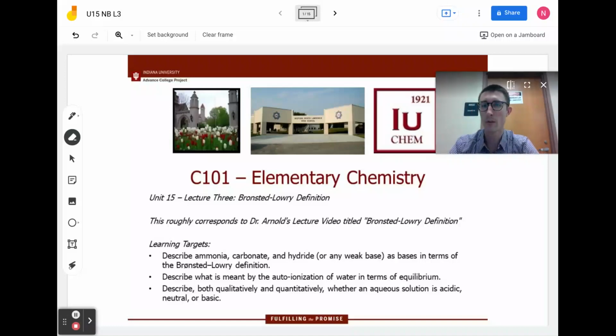Okay, hello everyone. Today we are going to take a look at the third lecture of our Unit 15, and we're going to look at the Bronsted-Lowry definition of acids and bases. Here are our learning targets, and our big target is to classify based on this new definition. We're going to add on to the Arrhenius definition, and describe how we can qualitatively and quantitatively illustrate whether a solution is acidic, basic, or neutral. So let's get started.